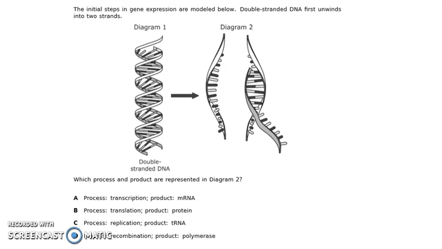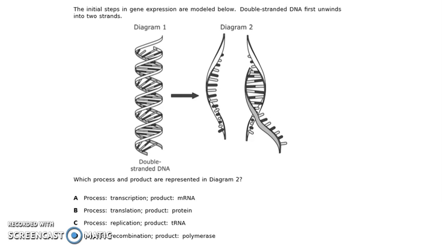The initial steps in gene expression are modeled below. Double-stranded DNA first unwinds into two strands. So we have diagram 1 and diagram 2. Which process and product are represented in diagram 2?